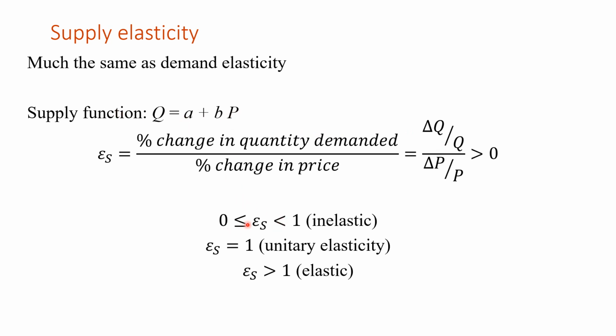So the elasticity of supply is greater than 0, and it could be less than 1, in which case we have inelastic supply. If it's 1, we get unitary elasticity, and if it's greater than 1, we have elastic supply with respect to price.